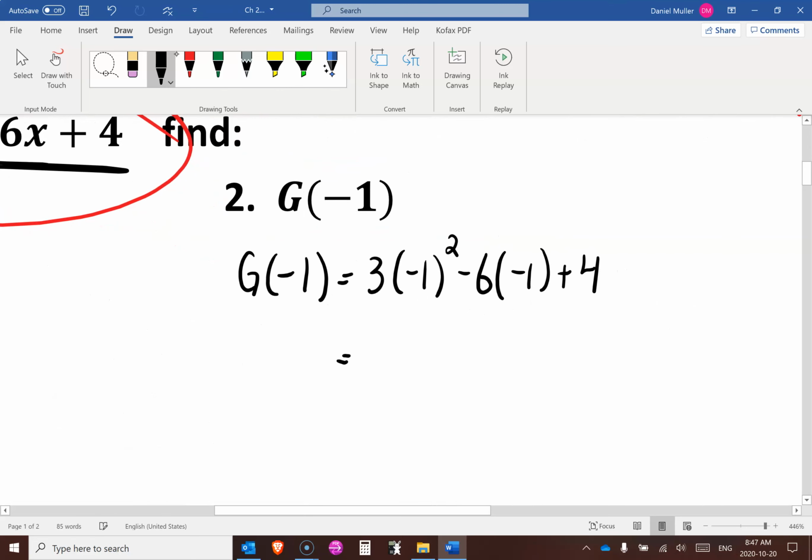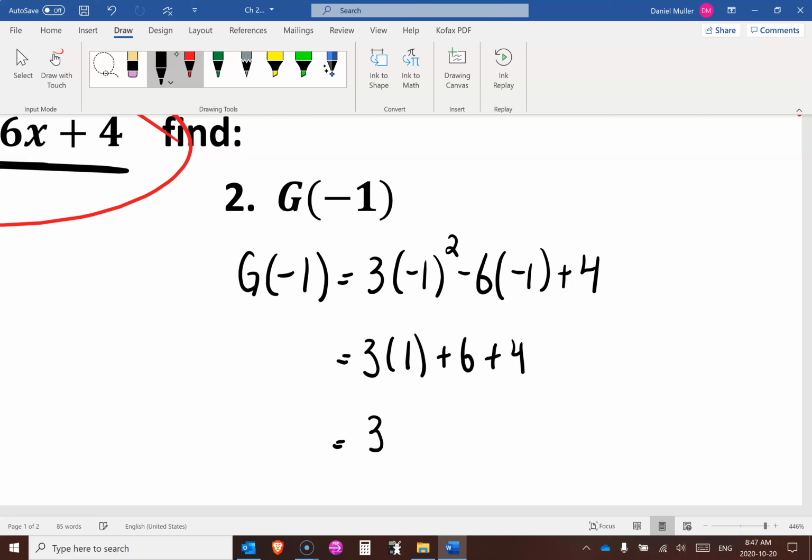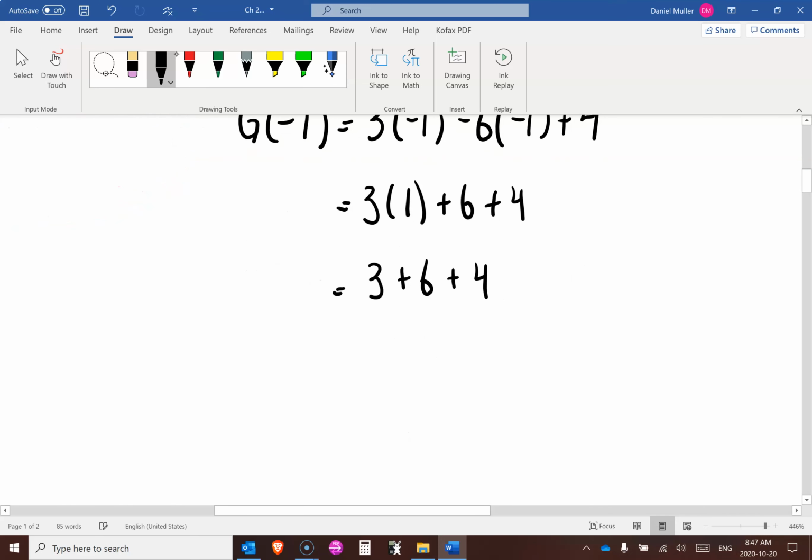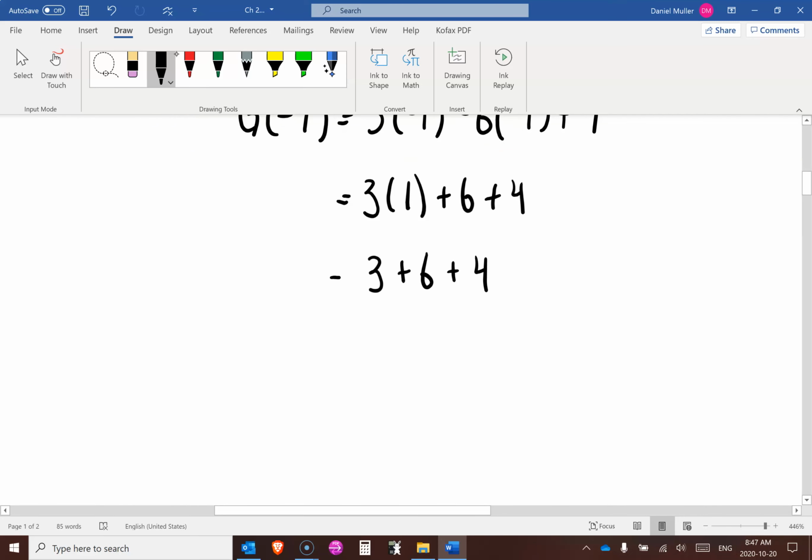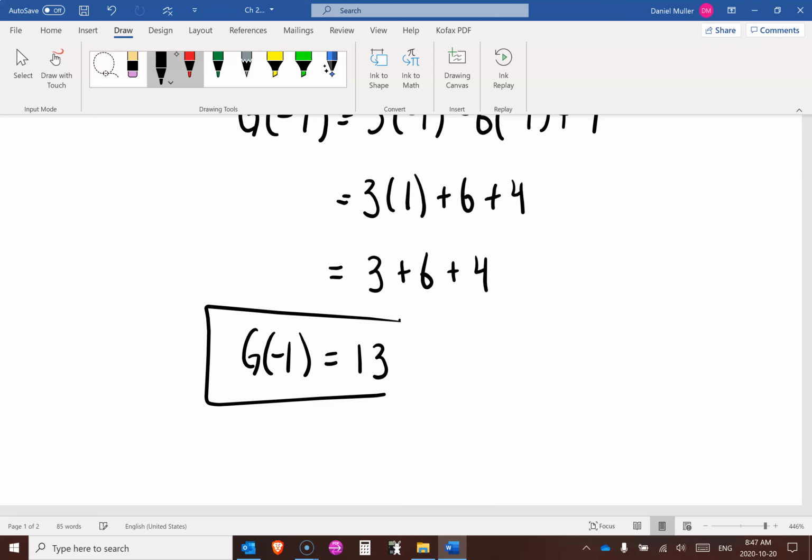So -1 squared is just going to become a +1. And -6 times -1 is going to be a +6 plus 4. 3 times 1 is just a 3 plus 6 plus 4. And then that ends up being what, 13? 13. So g of -1 is equal to 13.